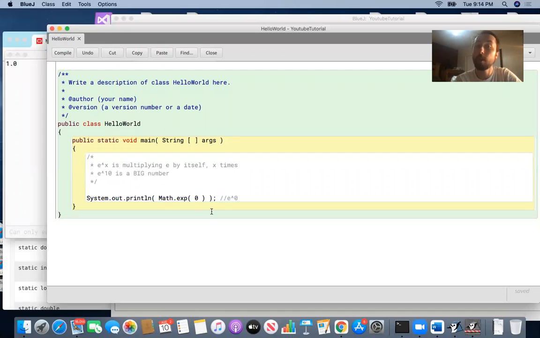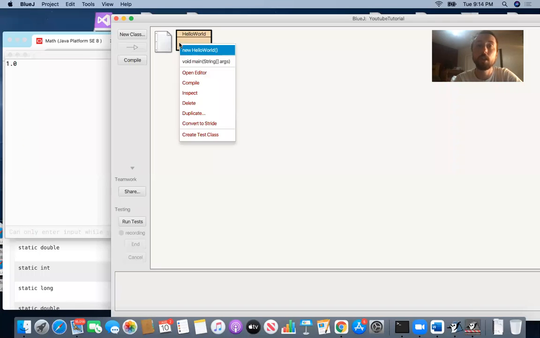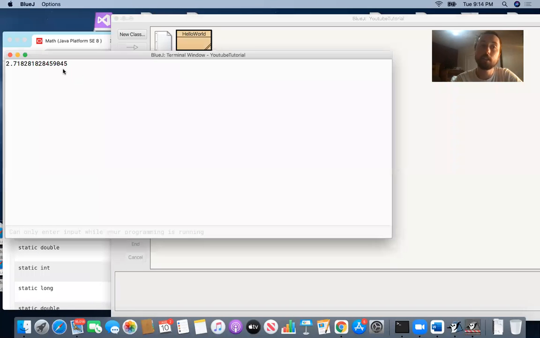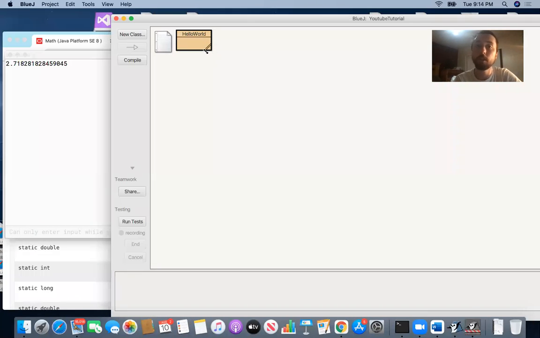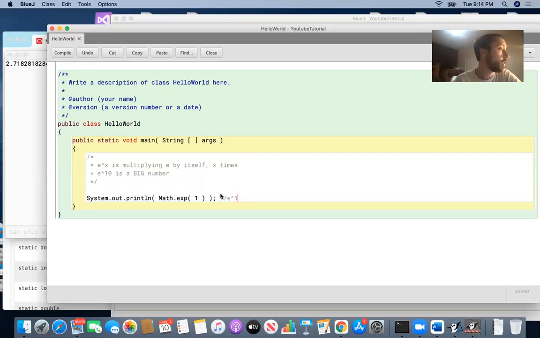What if you want the value of e? You could do e to the 1, right? Remember how we said you could do Math.e to get the value of e? Well, you could also just do e to the 1. Let's figure out what e to the 1 is. So you do e to the 1, and you get the same thing. You get 2.71828, right? And so that's kind of how that works.